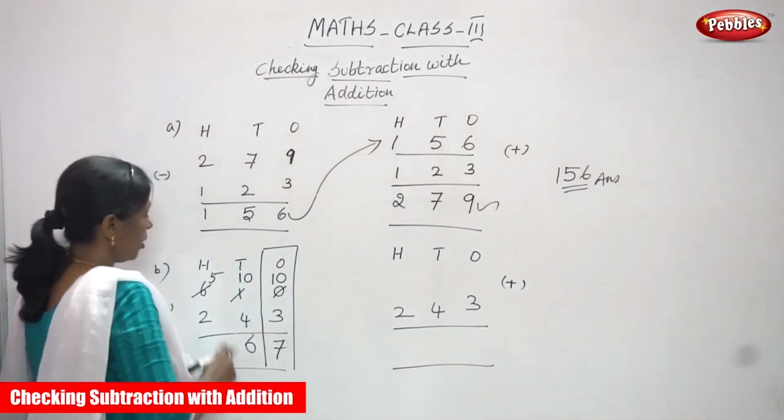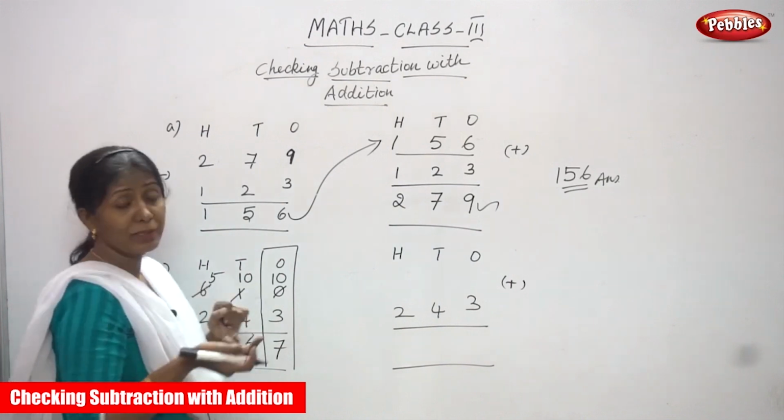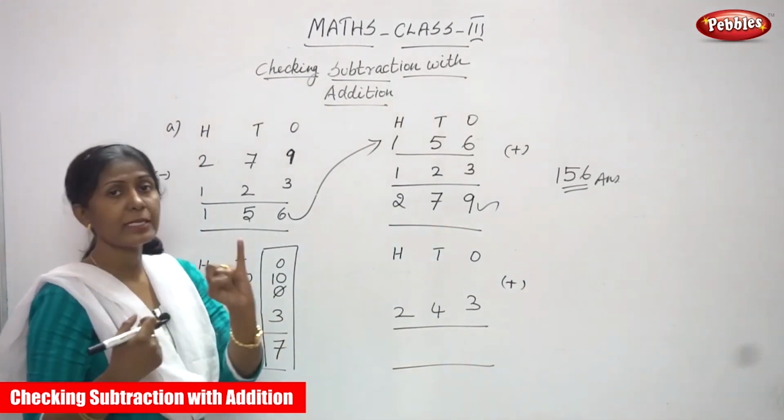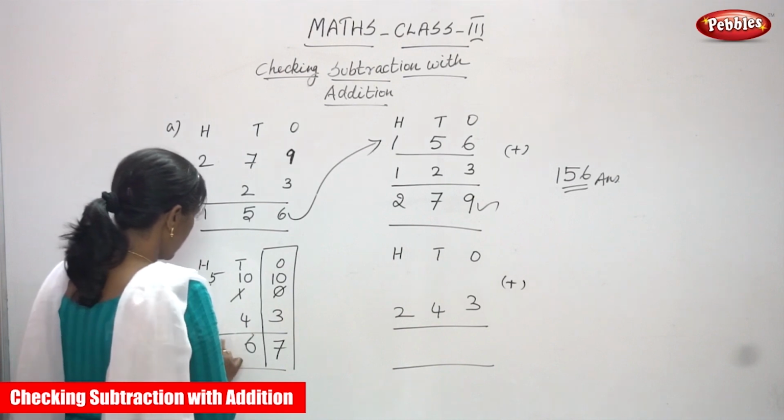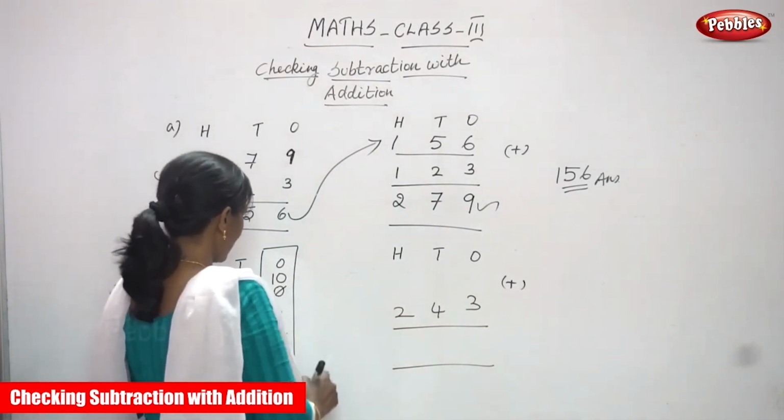Okay. Now, what is the number in the hundreds place? 5. So 5 minus 2. Start doing the backward counting after 2: 3, 4 and 5. So 3. What is the answer? 367. This is the exact answer.